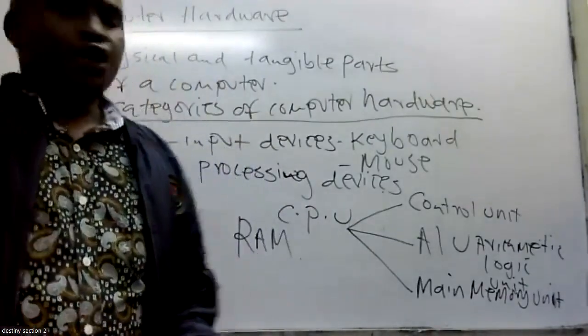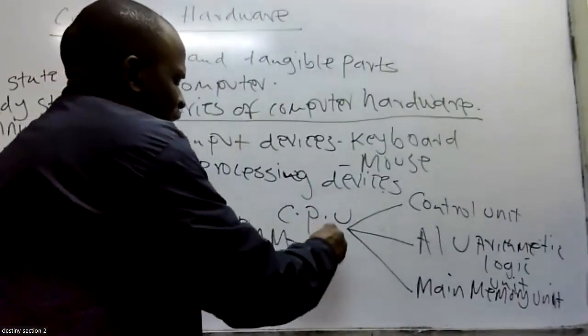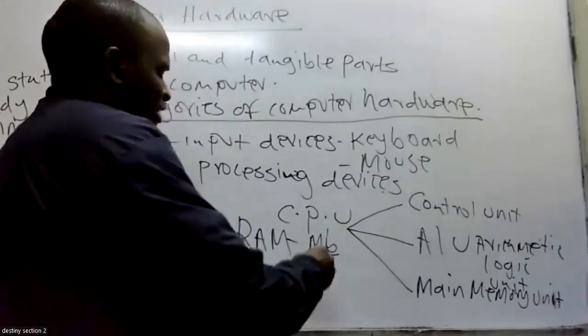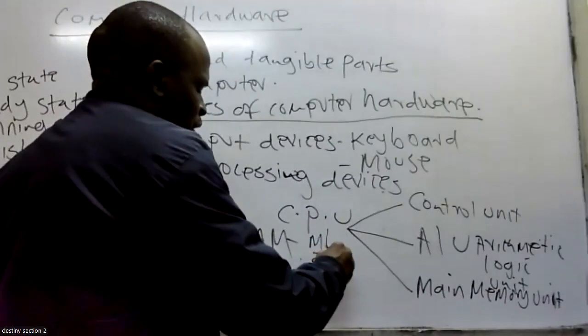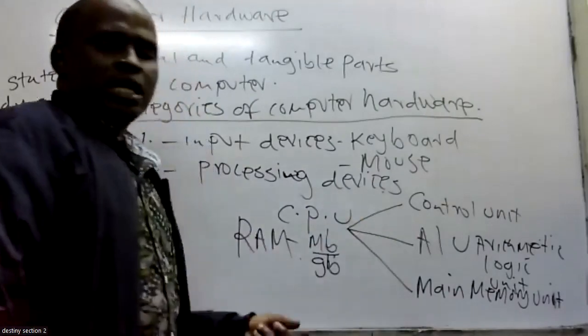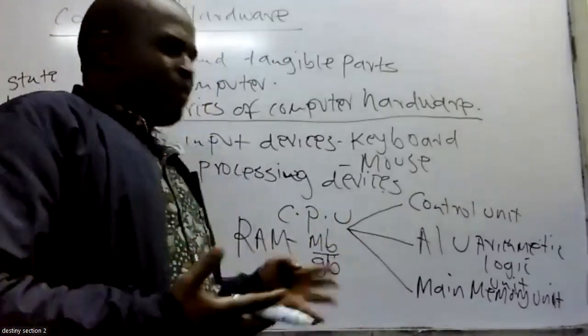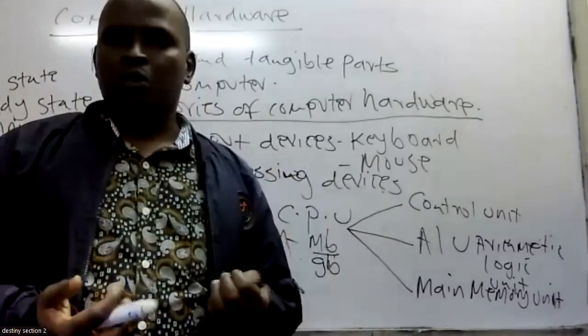Its units initially were in megabytes, MB. And nowadays we have GB, that is gigabytes. Also, this RAM is the working space of a computer.